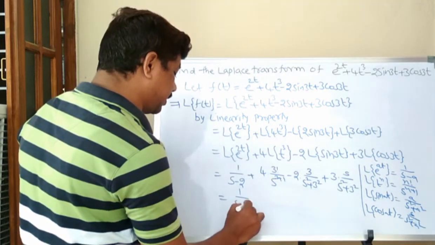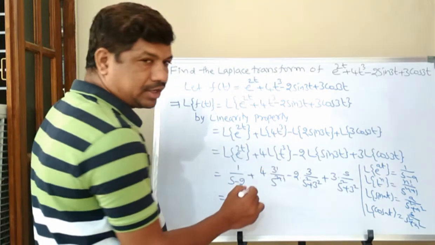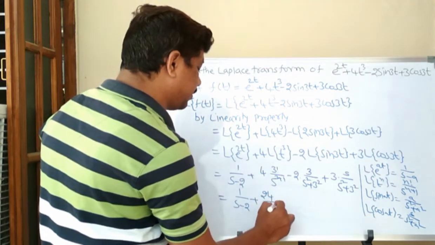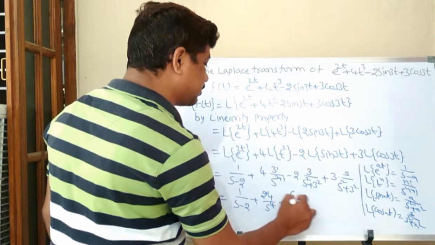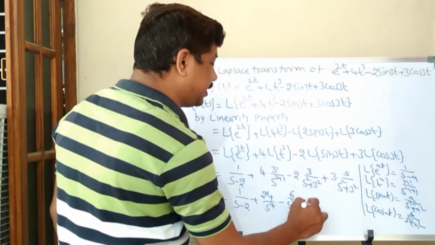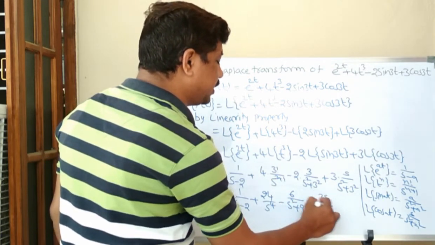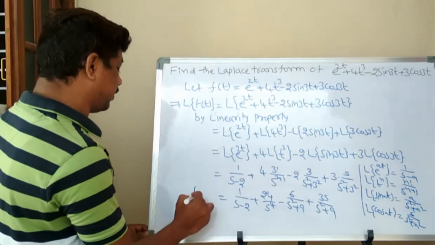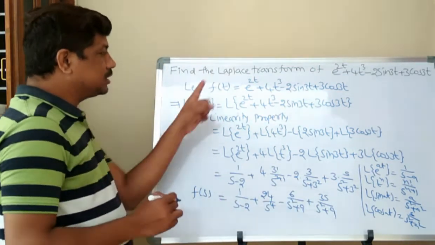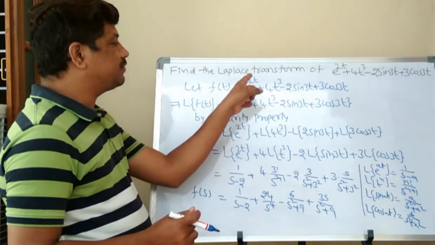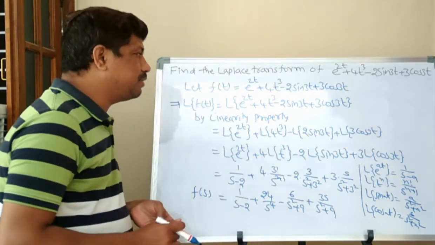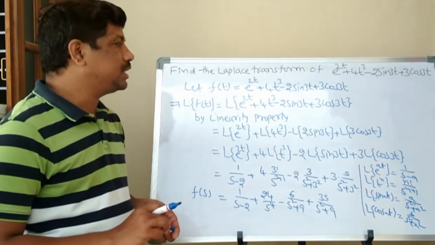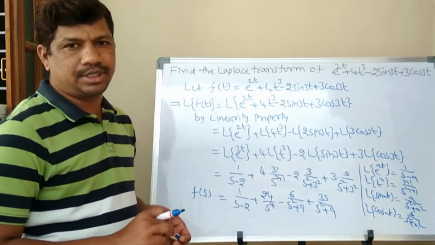This is 1 by s minus 2, plus 3 factorial, which means 3 times 2 is 6, 6 times 4 is 24, that is 24 by s power 4. This is minus 2 times 3 is 6 by s square plus 9, plus 3s by s square plus 9. So this is Laplace of f of t, generally F of s. Alright, this is the Laplace transform of the given function, which is e^(2t) plus 4t cube minus 2 sin 3t plus 3 cos 3t.